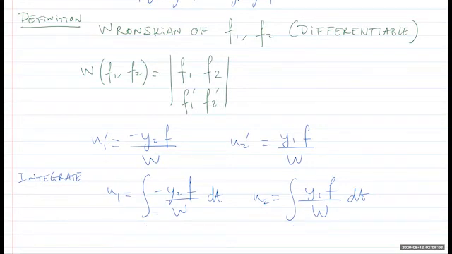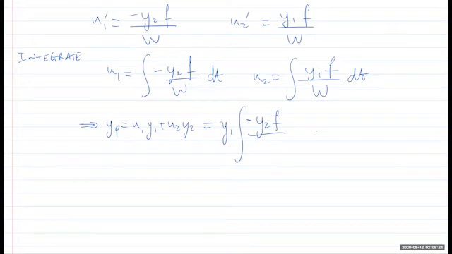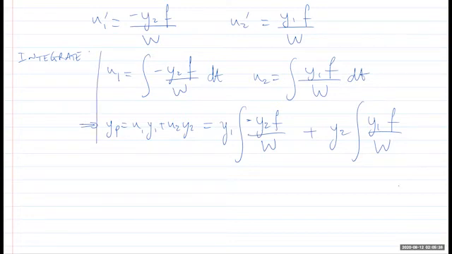All right, I have everything. I have my u1, u2. I've always had my y1 and y2. So I have everything I need for my y sub p. y1 times this u1 plus y2 times this u2. So this whole thing is the particular solution I'm looking for.